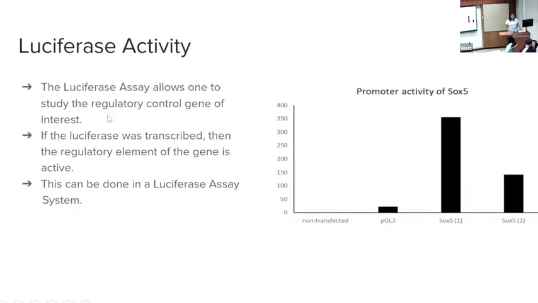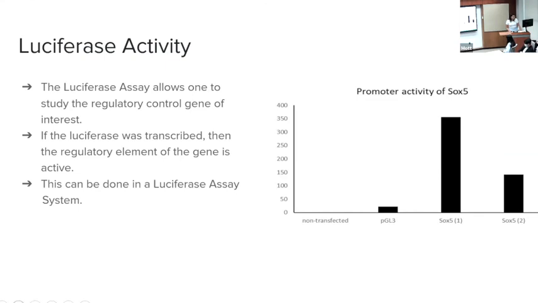Luciferase activity. The luciferase assay allows one to study the regulatory control of interest. If the luciferase was transcribed, then the regulatory element of the gene is active. This can be done in a luciferase assay. And this is our results. So we did it correct. There were no mutations, and the SOX5 gene was able to be transfected into the cells with the PGL3 vector. And you can tell because the higher the number, the more active the SOX5 DNA was. So SOX5-1 worked and SOX5-2 worked.